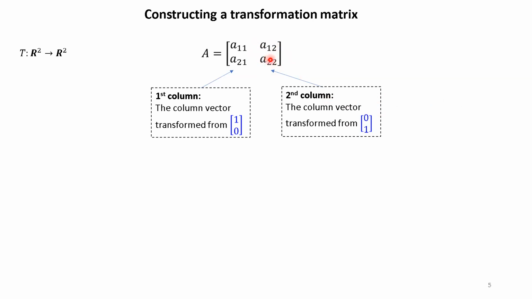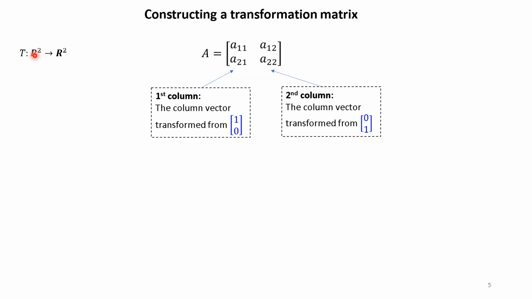So if you know that you are dealing with a linear transformation, and you know the transformation behavior for (1, 0) and for (0, 1), then you can immediately write down your transformation matrix. Again, this is a special case, from two-dimensional space to two-dimensional space.